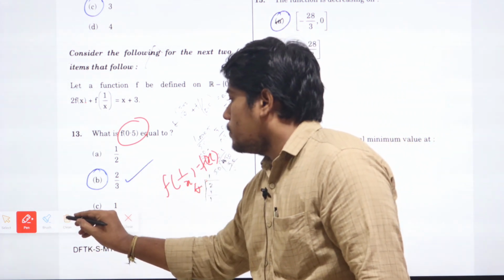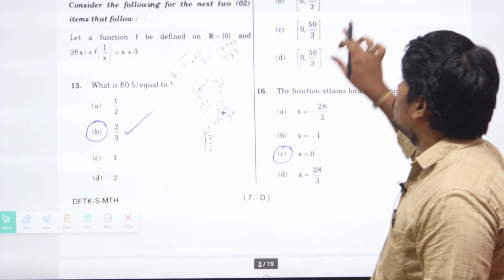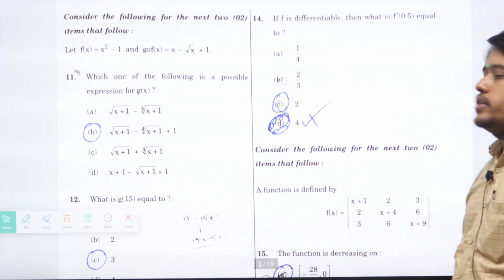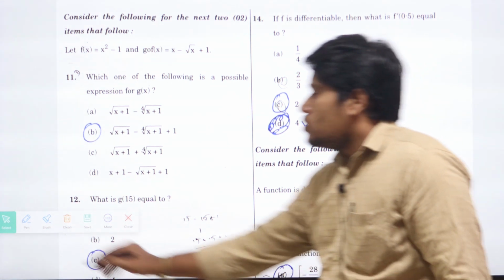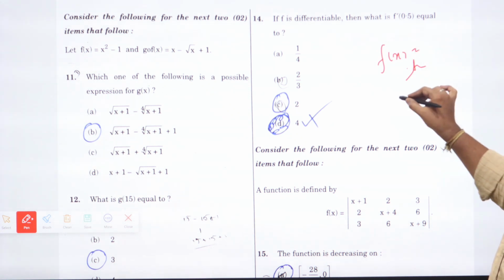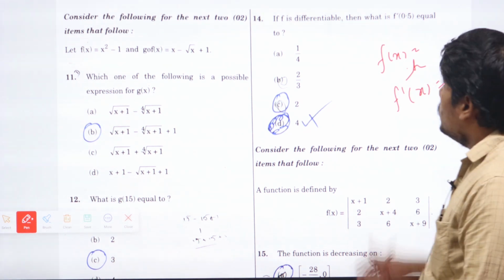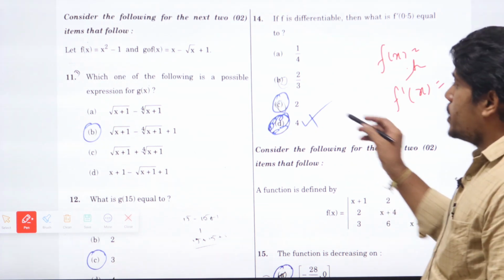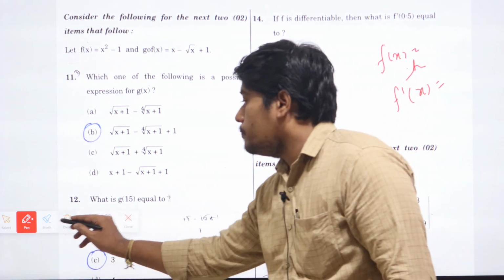Next we will go for the same problem with another type, question number 14. F is differentiable, then what is f dash of 0.5 equal to? First we already found f of x as some function. We have to differentiate with respect to x. So we get the right answer, 2. Option C is the right answer.